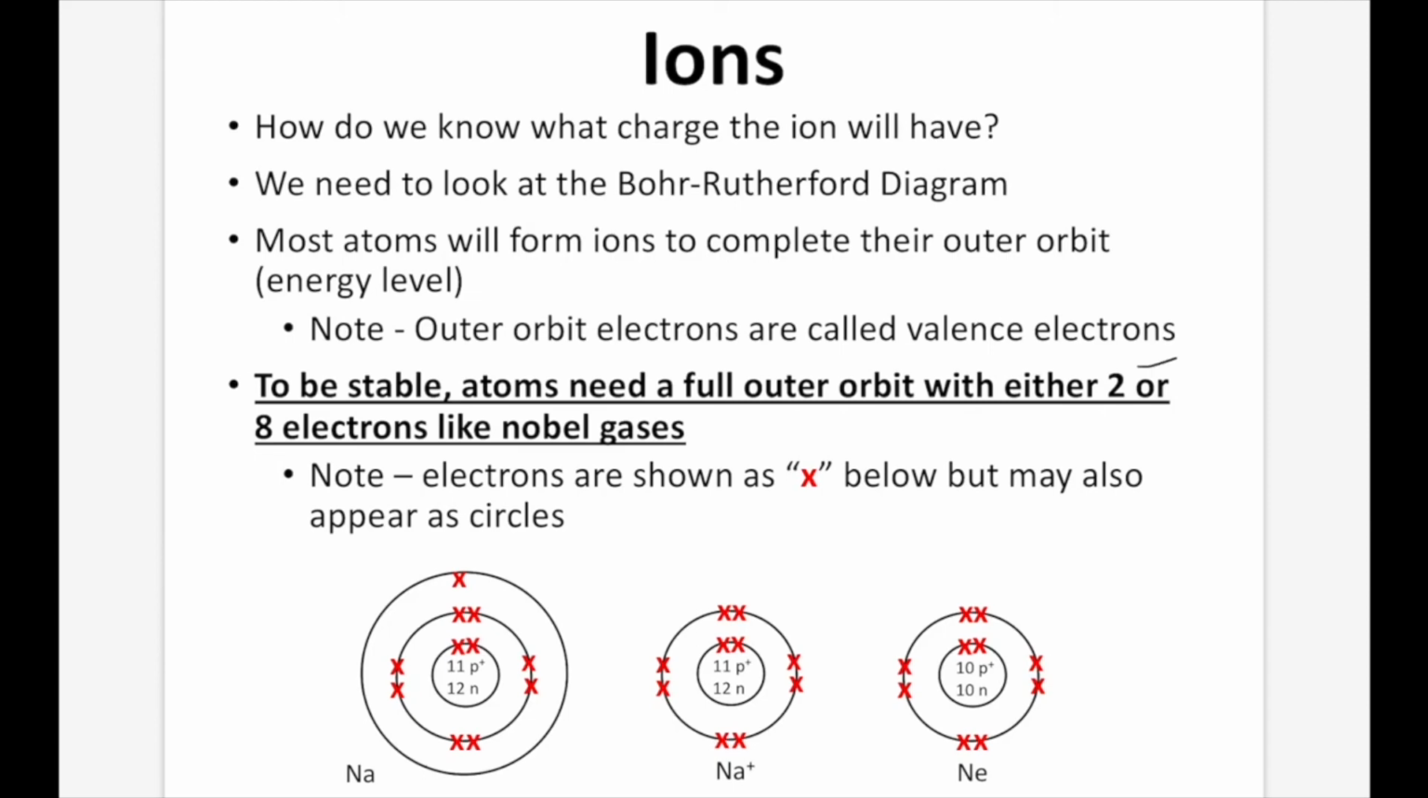The only ones that are going to have 2 are our helium and our hydrogen. Those are the only 2 atoms that can have 2 electrons in their outer orbit, all the other atoms are going to have 8. And in our diagrams, we're going to show our electrons as X's, but many appear as circles. So if you see it in textbooks, you may see an atom with a circle around the outside. That's fine as well. I just show them as X's because I feel it's easier to pick them out.